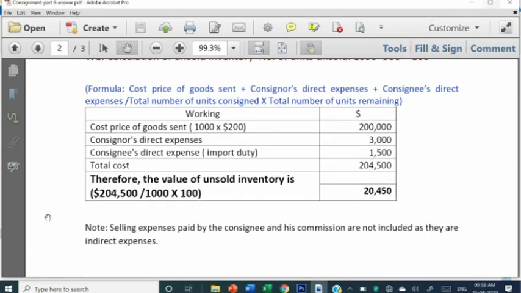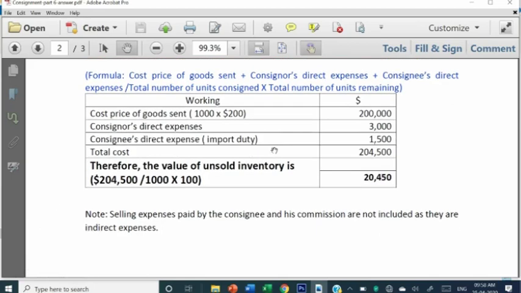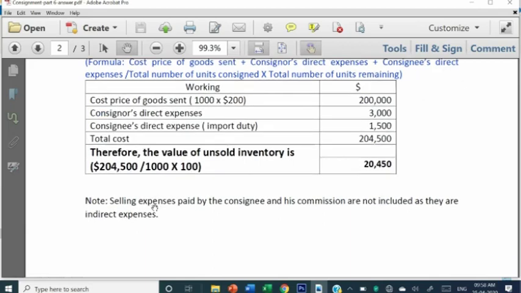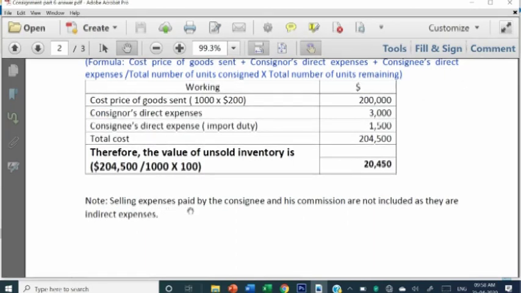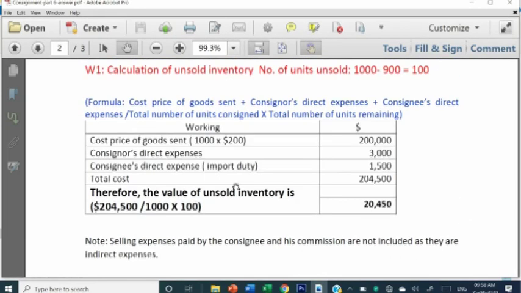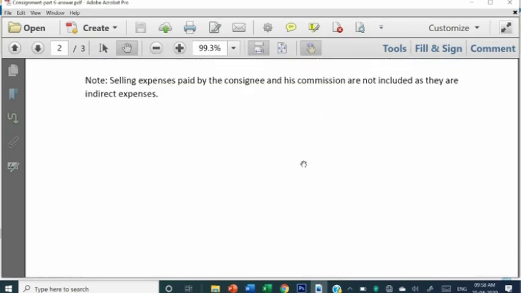20,450. So while calculating the value of closing inventory, you have to pay very important attention to consignee's as well as consignor's expenses. In this exercise, selling expenses paid by the consignee and his commission are not included because they are indirect expenses. So this is how the value of unsold inventory is calculated. I hope I made it very clear.